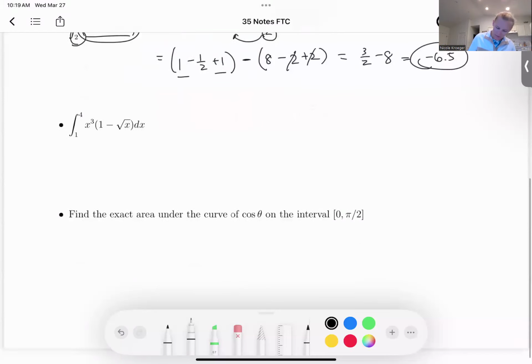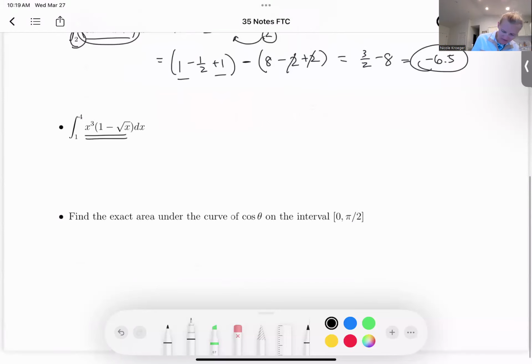Okay, so let's see. To get an antiderivative of this expression, I need to simplify that first. So I'm going to distribute. I'm going to get x cubed minus, this is x to the 1/2, x cubed times x to the 1/2. I have to add those exponents. So I'm going to have 3 plus 1/2. Let's see, that's 6/2 plus 1/2, that's 7/2. So I'm going to have x to the 7/2. Again, all I did there was simplify.